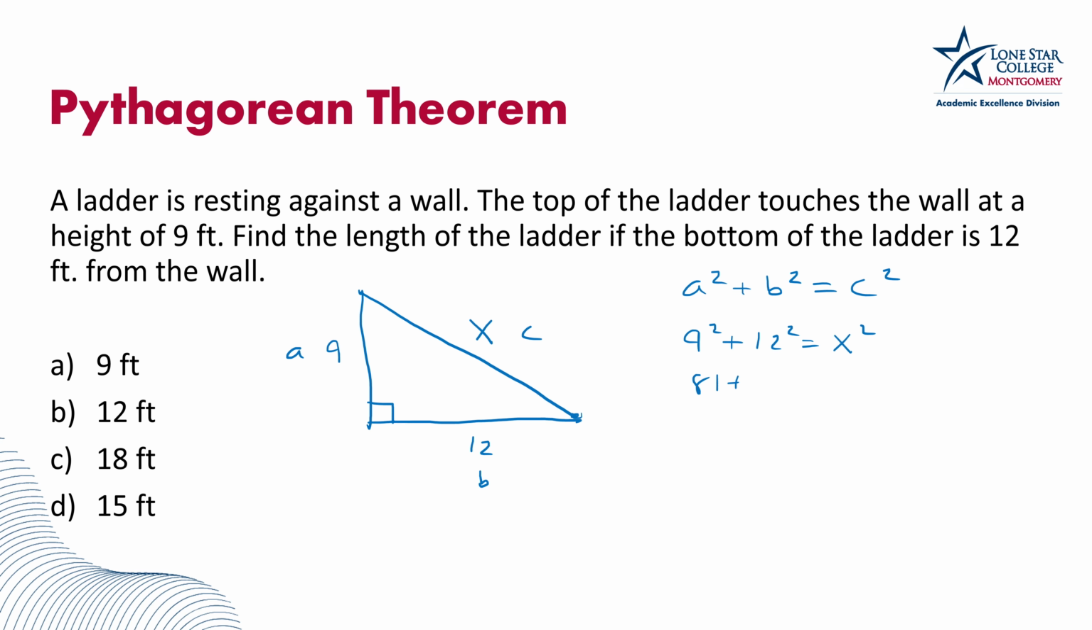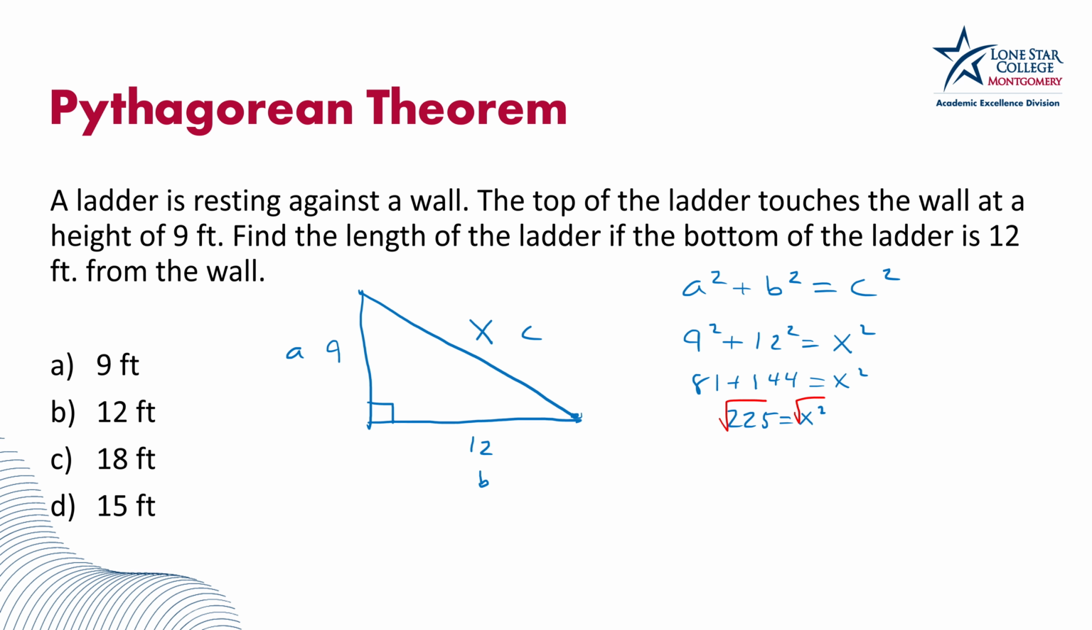12 squared is 144. This is x squared. And if we add 81 plus 144, it gives us 225. And then to get x by itself, because we're trying to solve for that, we want to take a square root to get rid of our power of 2. So take a square root of both sides.